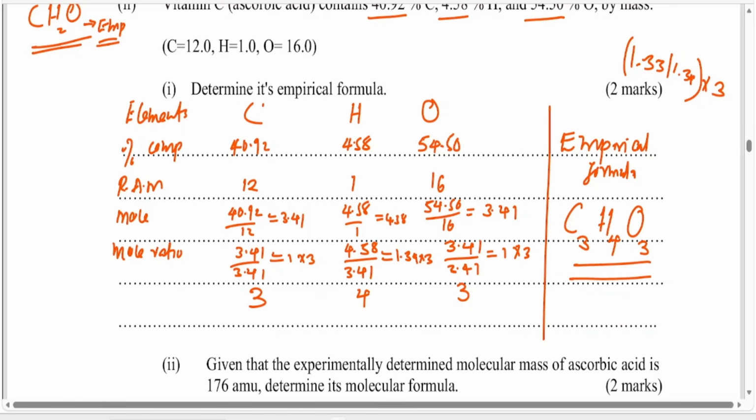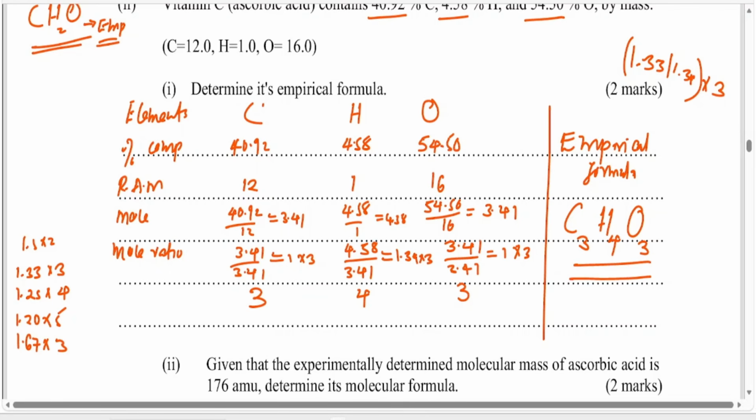Learners, we have several instances where we need to do multiplication, because we do not get whole numbers. When you get 1.5, you multiply by 2 across. When you get 1.33 or 1.34, you multiply by 3. When you get 1.25, you multiply by 4. When you get 1.20, multiply by 5. When you get 1.67, multiply by 3 again.